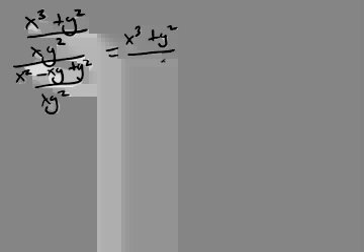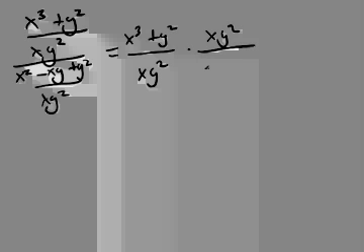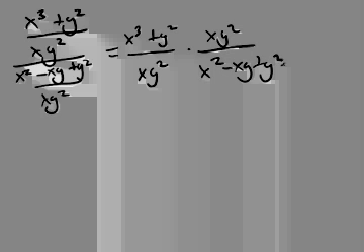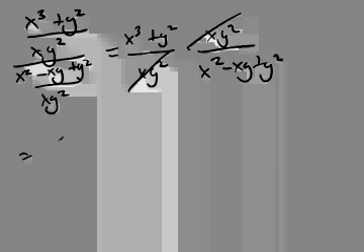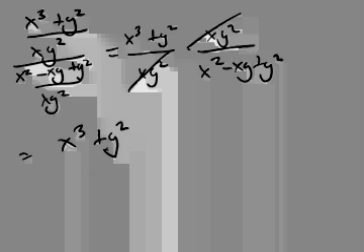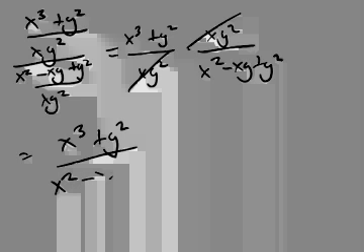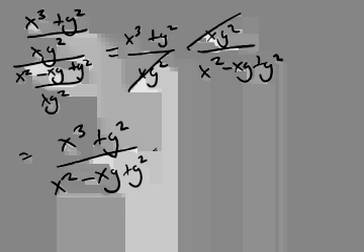which can then be rewritten as (x to the third plus y squared) divided by xy squared times xy squared divided by (x squared minus xy plus y squared). These values here will cancel, and we will have (x to the third plus y squared) divided by (x squared minus xy plus y squared). And this is the simplified form of our complex fraction.